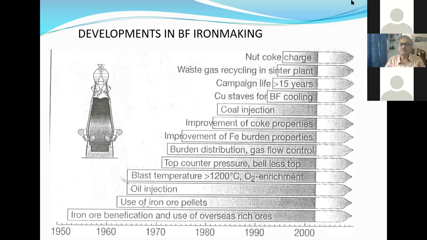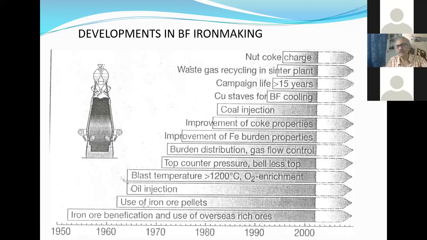It has been found that if you use nut coke, you can increase the permeability in the shaft significantly, because it forms a structure throughout the cross section. So it provides very good permeability, and nut coke also has more reactivity, so it increases the carbon gasification reaction. As a result, you can increase the indirect reduction in the blast furnace. It is very important, the indirect reduction in the blast furnace.